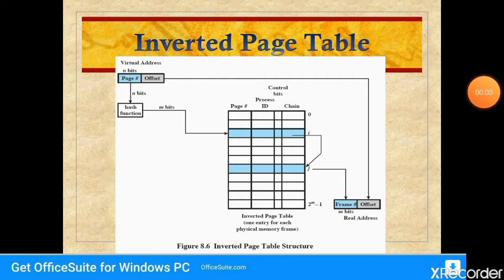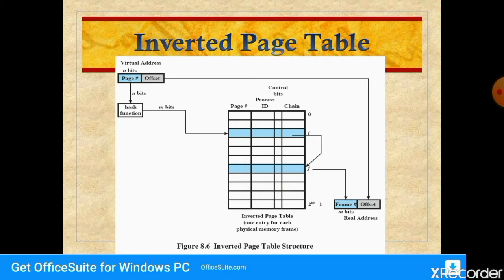So as we see in this diagram, the inverted page table is of fixed size, which is equal to the number of frames in the main memory. If the number of frames in the main memory is 2 power m, then the inverted page table size is equal to 2 power m, where the index for the inverted page table is from 0 to 2 power m minus 1. Let me explain this diagram with an example.